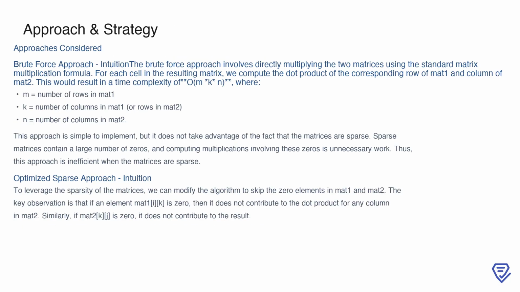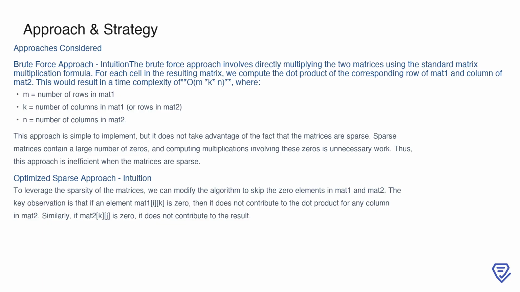To begin, let's consider two different approaches to solving the sparse matrix multiplication problem. The first is the brute force approach, where we directly apply the standard matrix multiplication formula. For each element in the resulting matrix, we compute the dot product of a row from mat1 and a column from mat2. While this method is simple and intuitive, its time complexity is m times k times n, where m is the number of rows in mat1, k is the number of columns in mat1, or rows in mat2, and n is the number of columns in mat2.